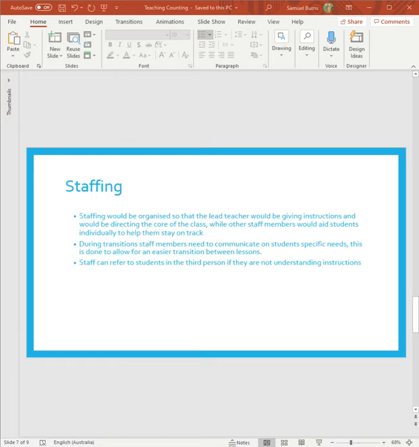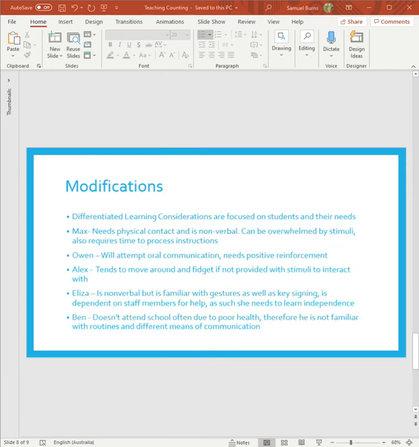In regards to staffing, it would be organised so there would be one teacher giving all of the instructions, while the other staff members would aid students individually and help them stay on track. All staff members would work together to organise transitions between lessons and to aid with different issues each student may have, which requires communication beforehand and during the lessons, such as referring to the student in the third person to help get instructions across.